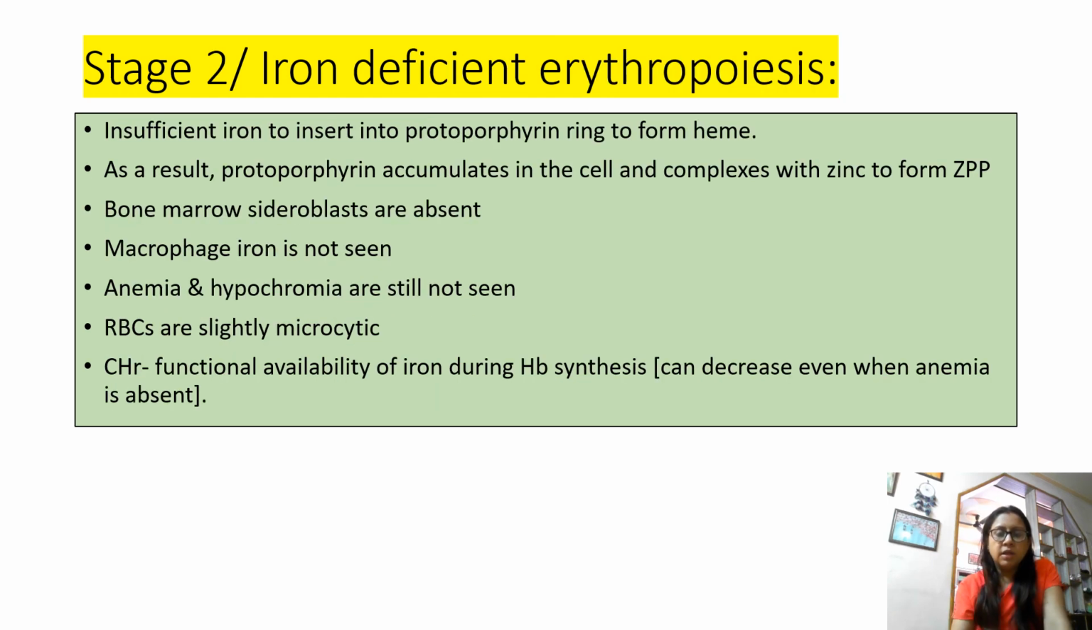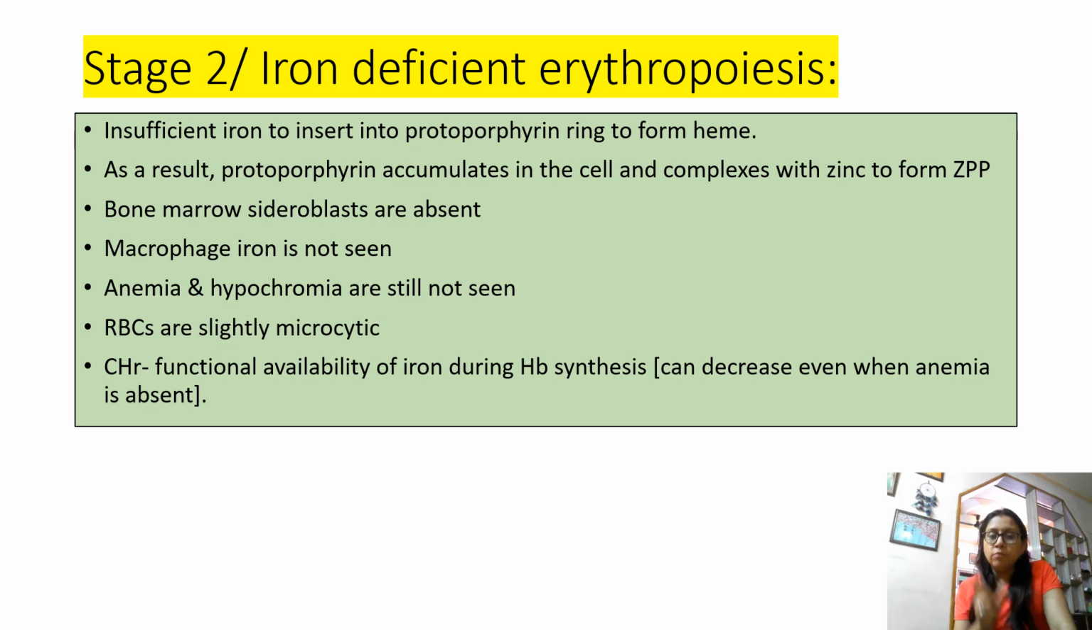a non-anemic patient. Then comes your stage 2, when our iron store has been depleted. What is stage 2? Iron deficient erythropoiesis is going on. So here what happens? There is not sufficient iron to be inserted into the protoporphyrin ring to form heme. This is a pathway that I will show you somewhere in my lecture: when heme is formed, iron has to be inserted into the protoporphyrin ring. So what will happen? Iron is not able to insert. There is no iron, so protoporphyrin is free. Protoporphyrin accumulates in the cell and combines with zinc to form zinc protoporphyrin.